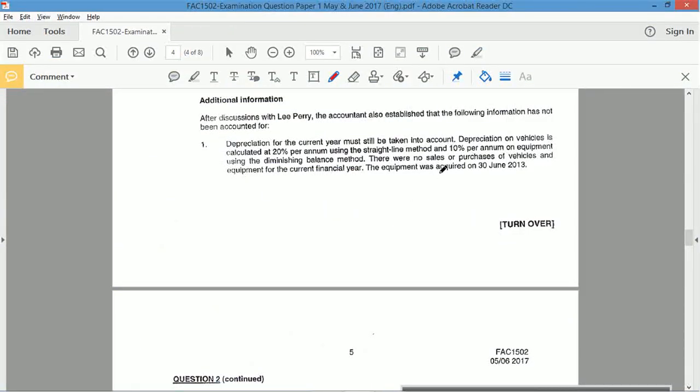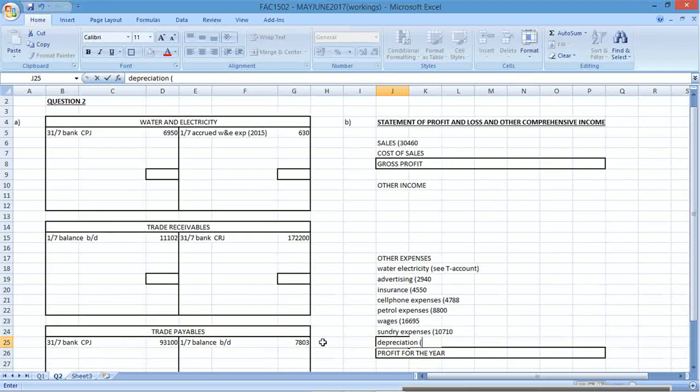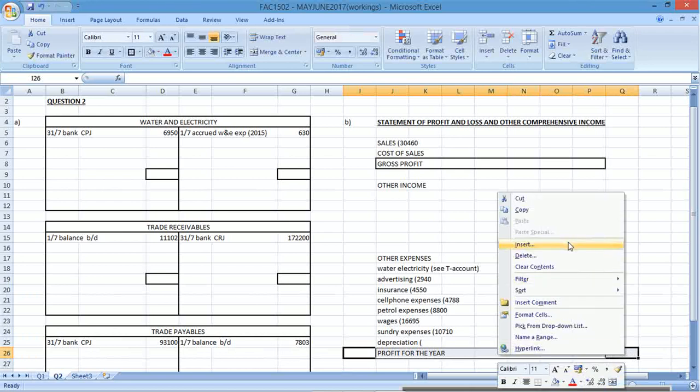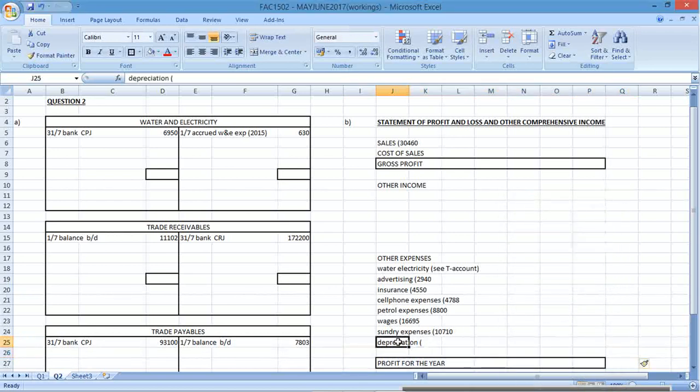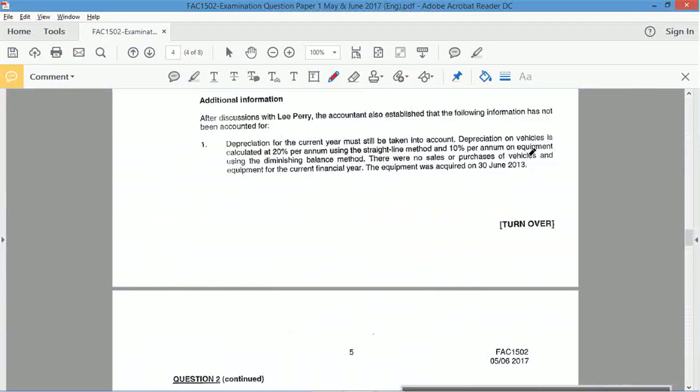We've got two. I would show it separately. You can group it as one if you want to. Let's show it separately. So we've got two separate calculations. Depreciation. What assets do we have? Vehicle and equipment. Two different assets. The first asset, depreciation on vehicles, is calculated at 20% per annum using straight line. Straight line is easy. Why?